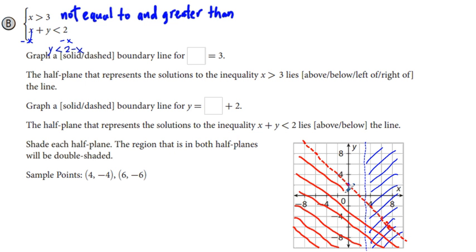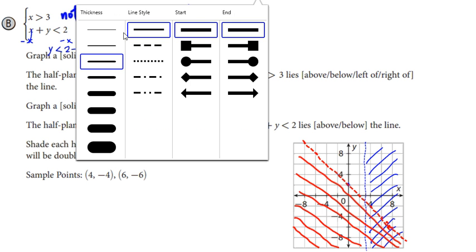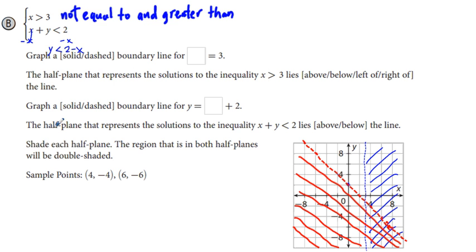Okay, where do we have the common area? Right here in that lower right section. Shade each half plane. The regions in both half planes will be double shaded. And it says sample. I'm going to go back to green to sample points.